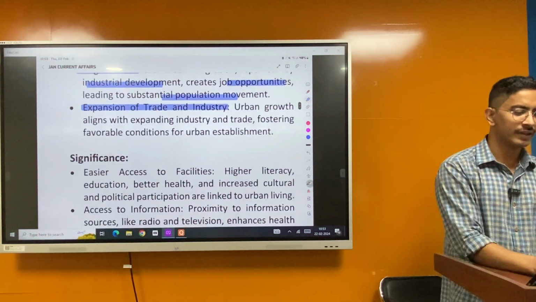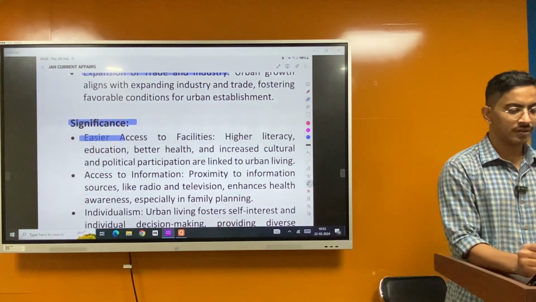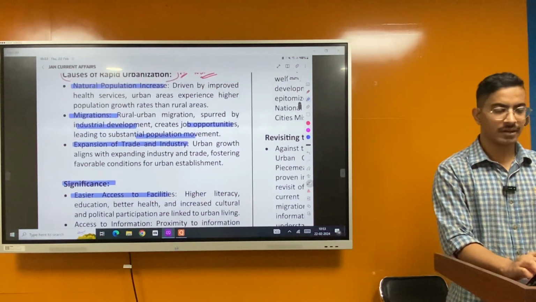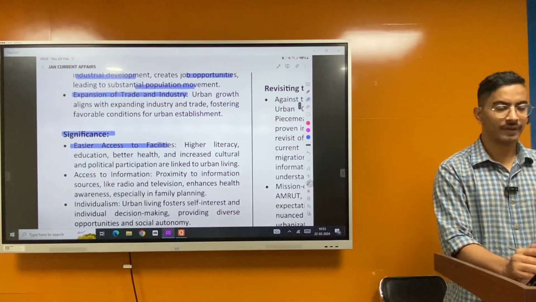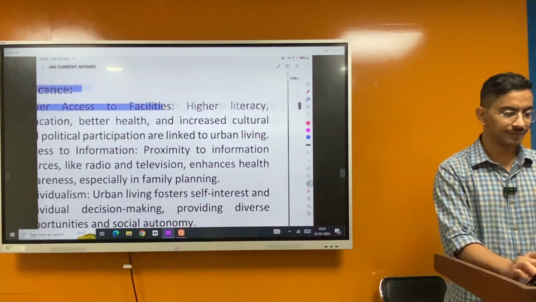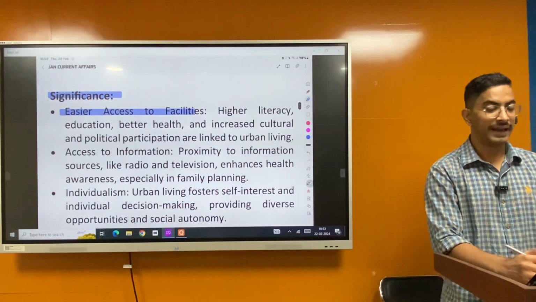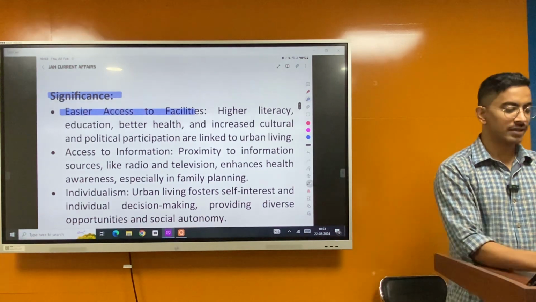Next, what is the significance? Why is urban development important? Easier access to facilities. See, whatever I'm highlighting, just write that. Easier access to facilities. How? Higher literacy, education, better health, and increased cultural and political participation are linked to urban living. Access to information.